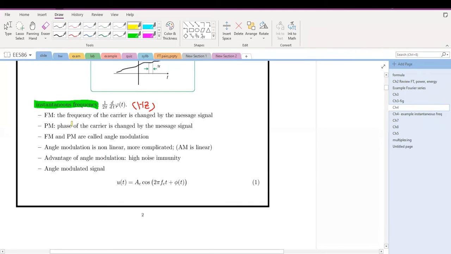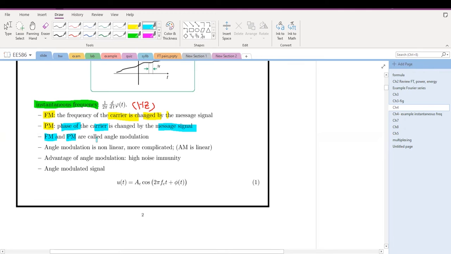In this video, we look at the definition of FM and PM. FM means frequency modulation, which means that the frequency of the carrier is changed by the message, so the message signal is carried by the carrier frequency in the carrier signal. Phase modulation means that the phase of the carrier signal is changed by the message signal. In other words, the message signal is carried by the phase in the carrier signal.